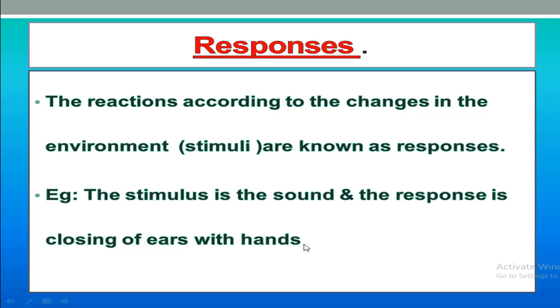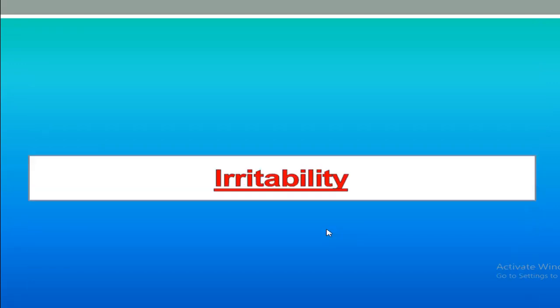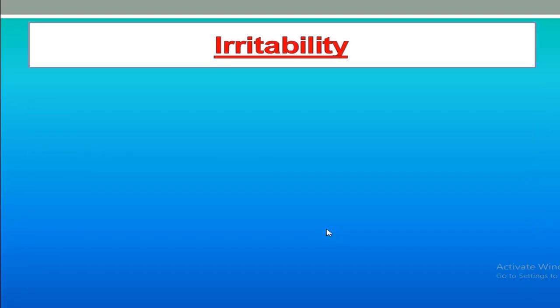Now think about there is a huge sound in the environment, that is the stimulus. Your response is closing the ears with hands, right? And also now think about a dog coming towards you by barking. This is the stimulus. Your response is to turn away to the other side and run away, that is the response, right? Then we will go to learn about what is the irritability.